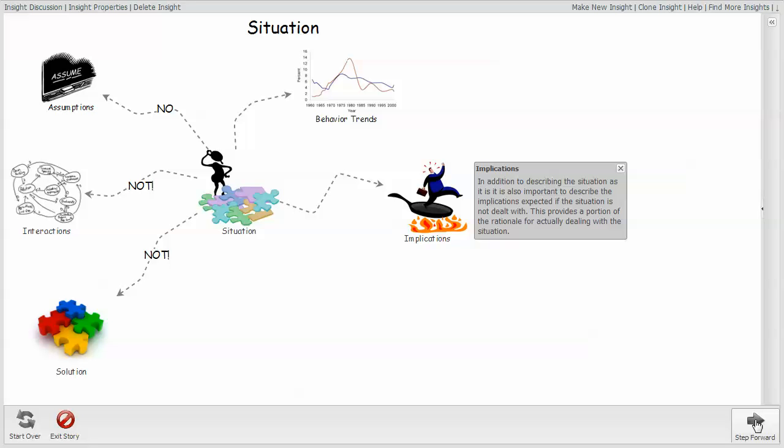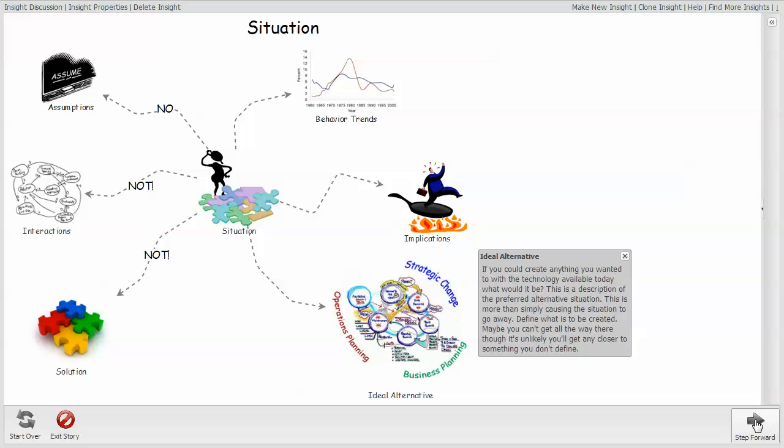So there are lots of times that we identify situations that we think we ought to do something about, though we're uncertain as to whether or not it actually warrants action, and identifying the implications of the situation if we don't do anything helps us determine whether or not it's really appropriate to do something about the situation.